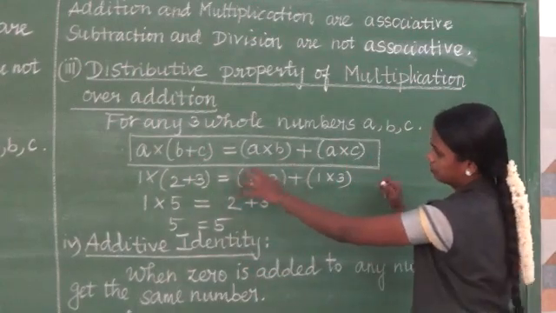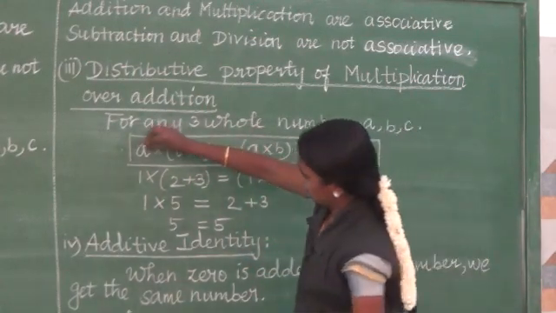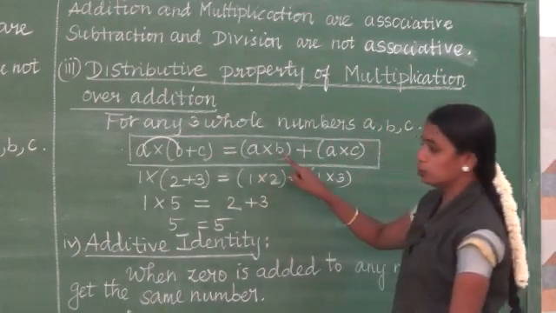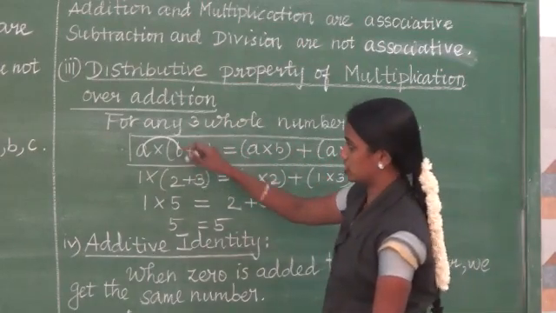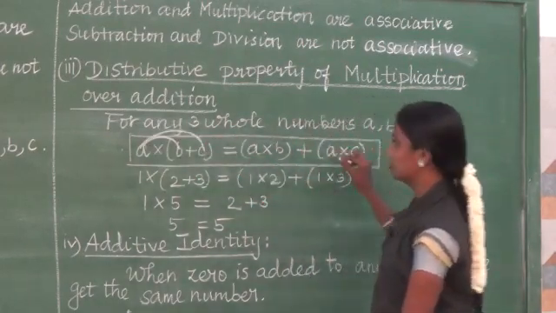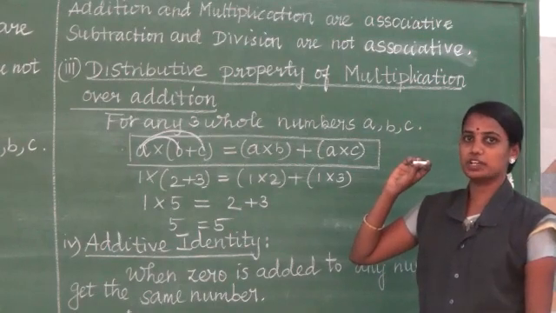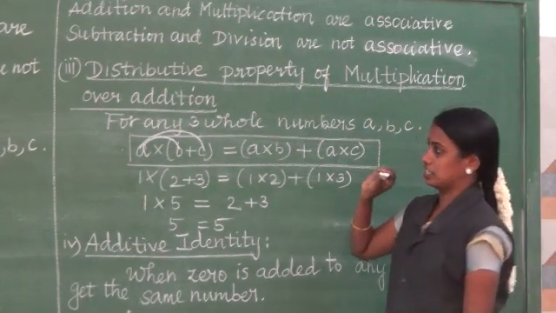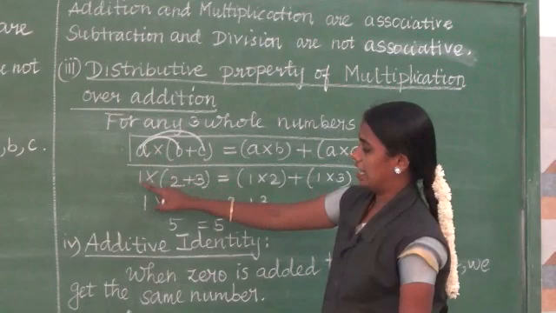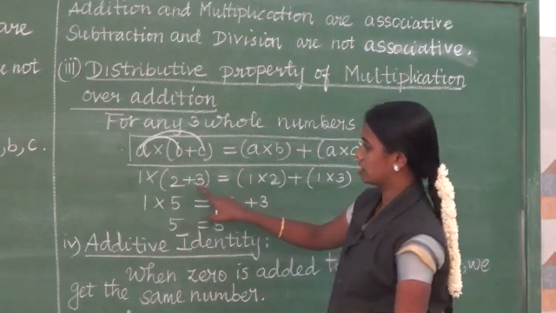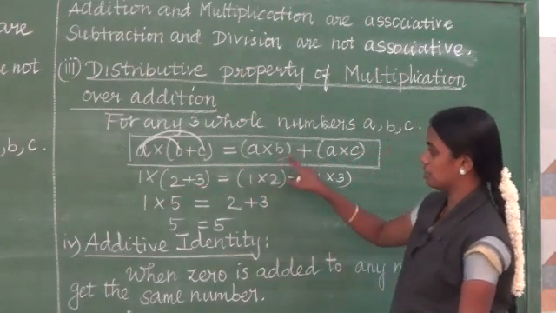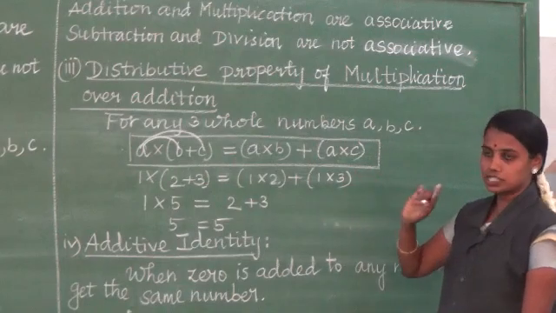Here distribution is going, listen: a into b plus a into c. Okay, a into b plus a into c. So now I have taken the same numbers, 1 into bracket 2 plus 3. Here a value is 1, b value is 2, c value is 3.